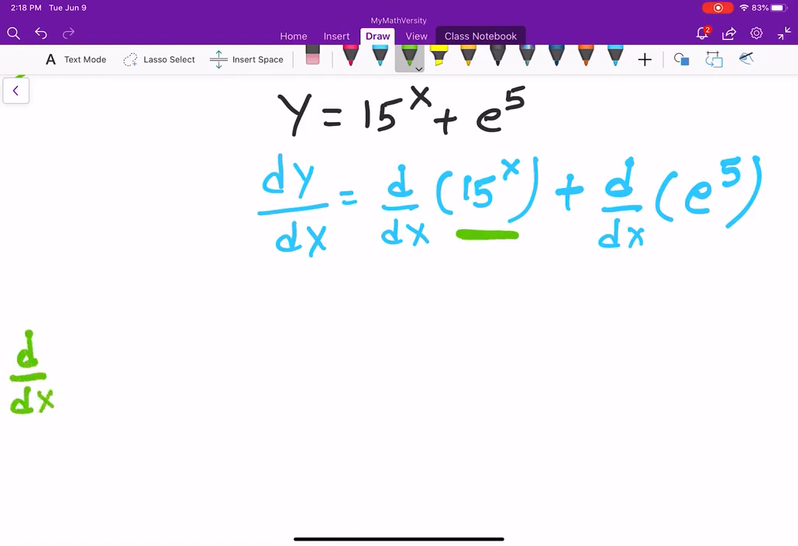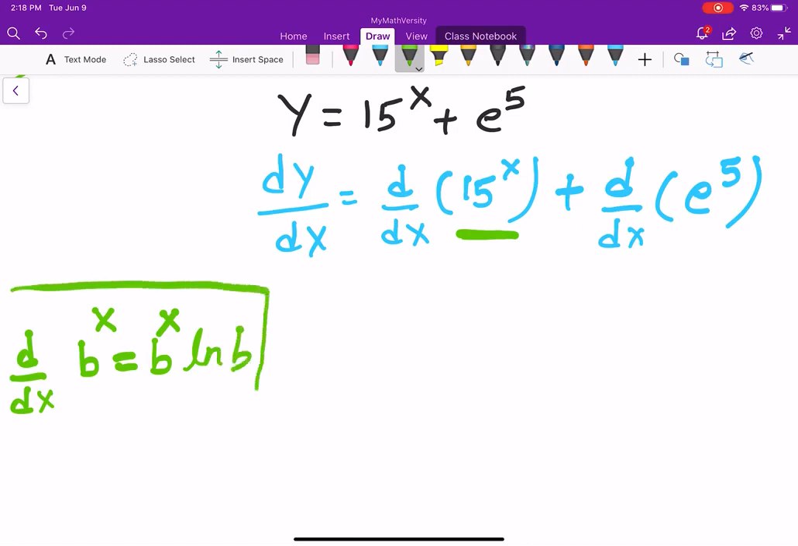If you have b to the power x, then the derivative of this general exponential function will be b to the power x as it is multiplied by ln of b. So this is the formula we can use to find the derivative of 15 to the power x. So let's apply the formula. In the formula we have b to the power x, so write down 15 to the power x, right, times ln of b.